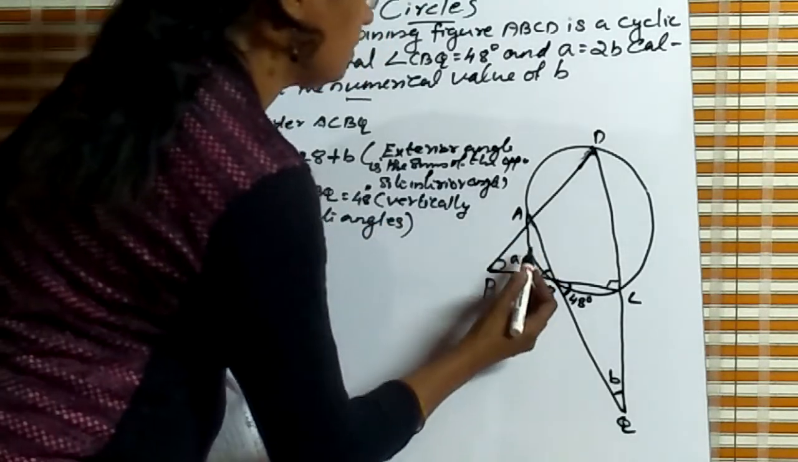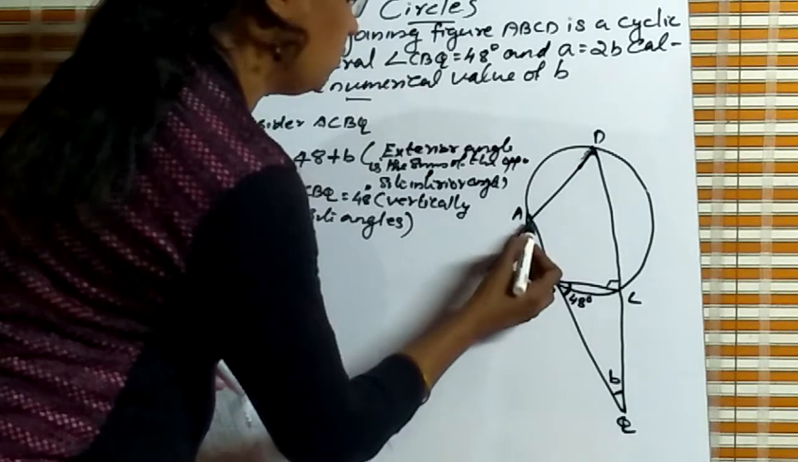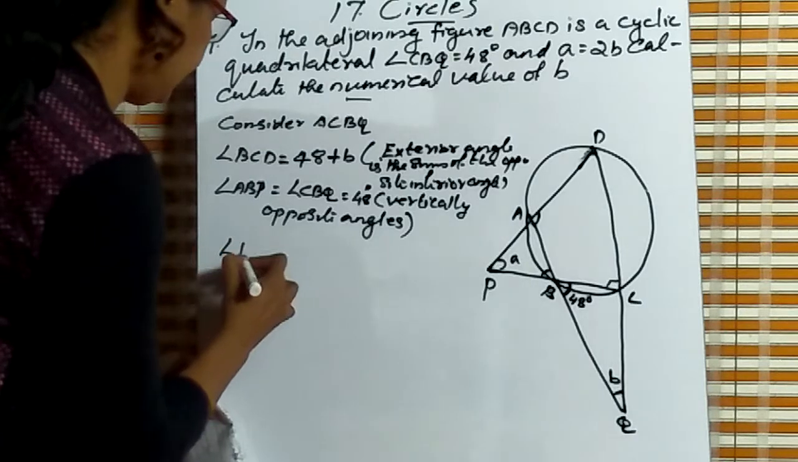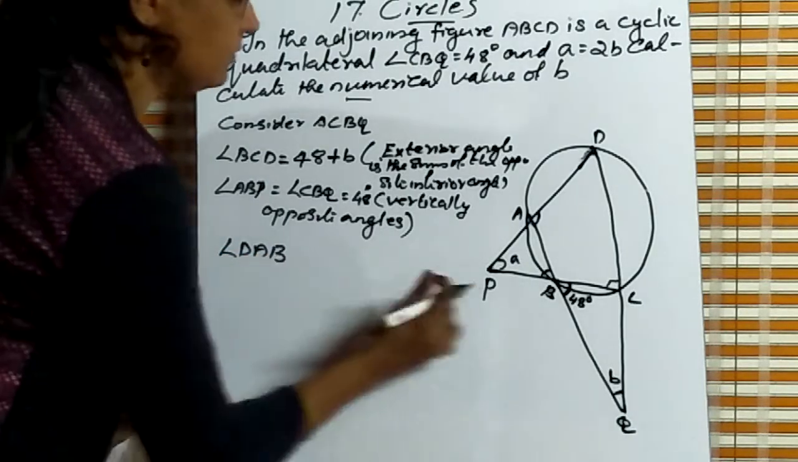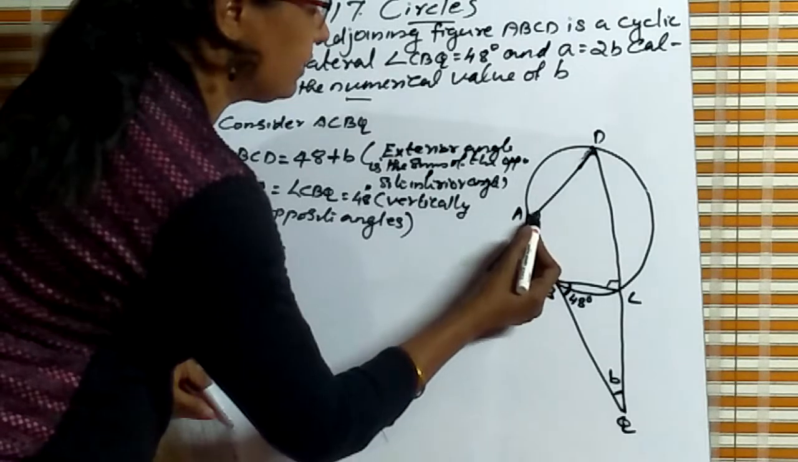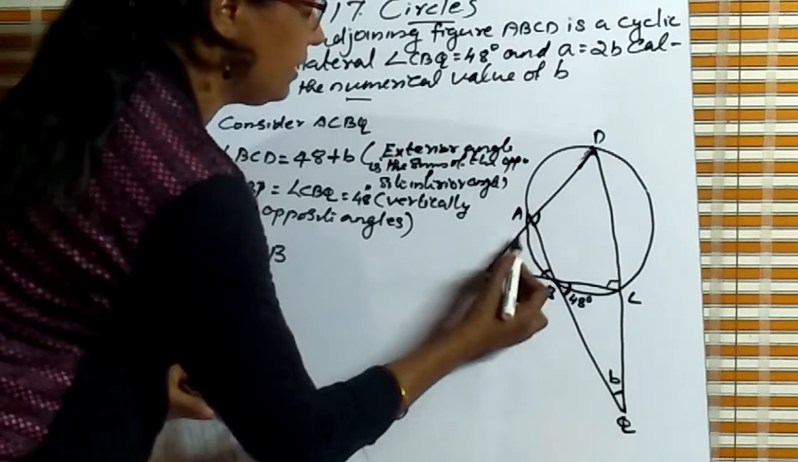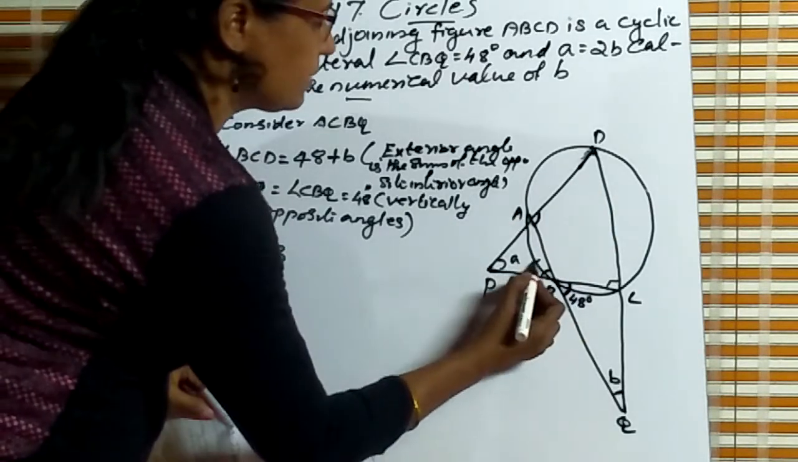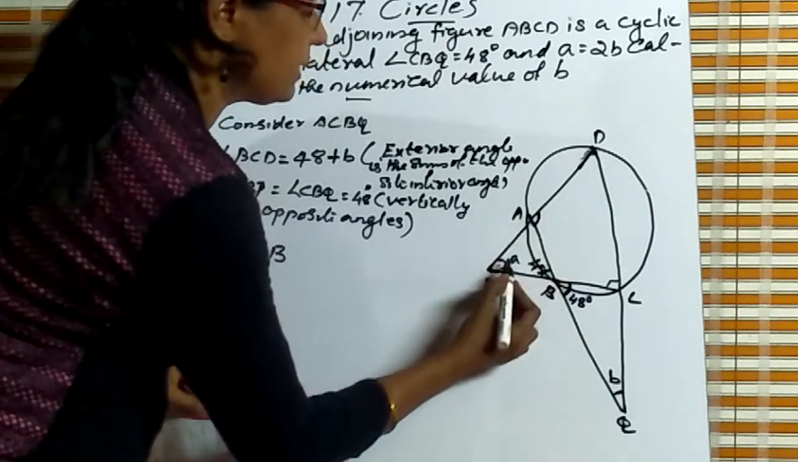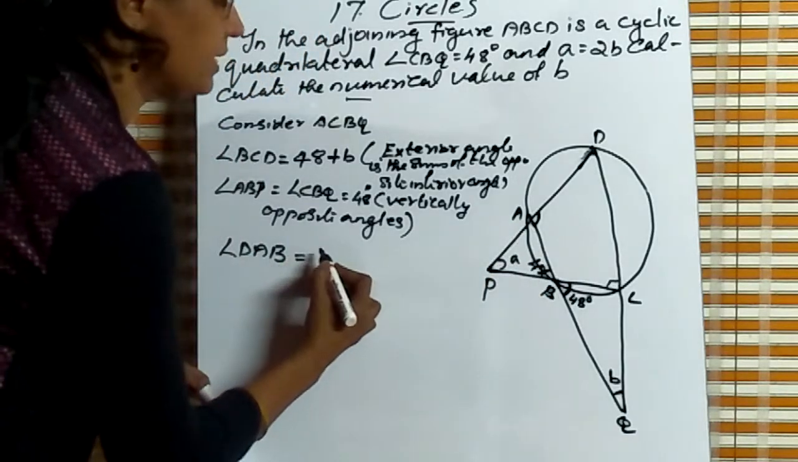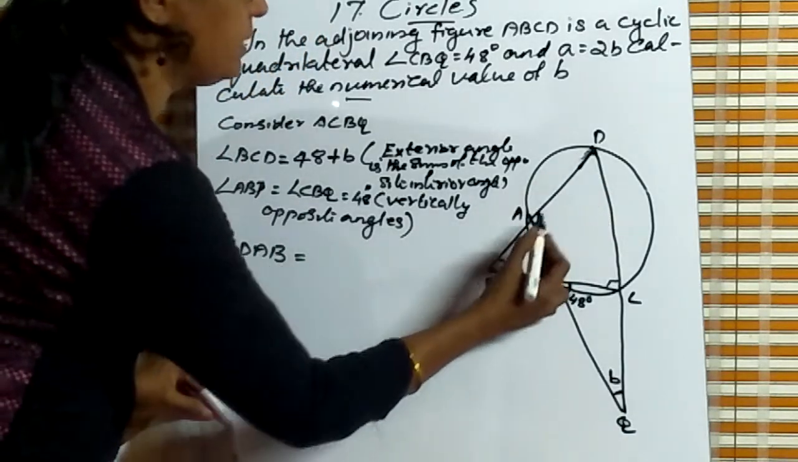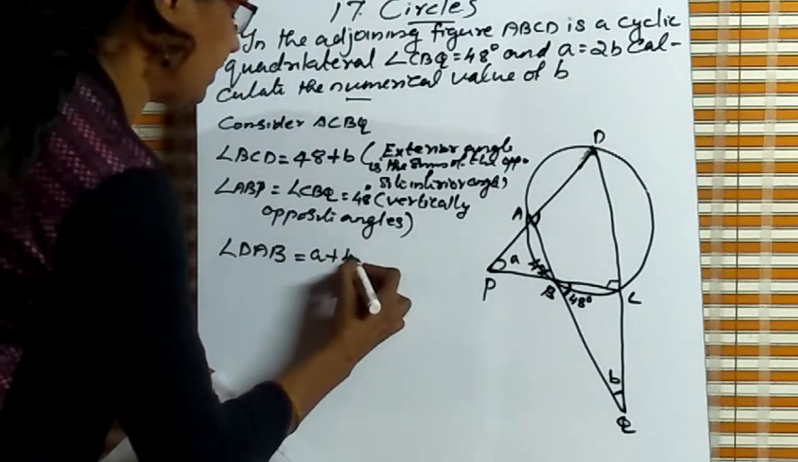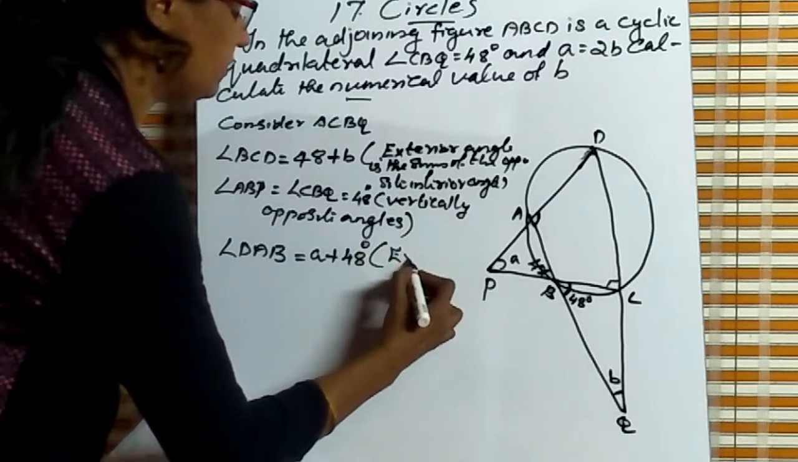And now, what about this angle DAB? Angle DAB is the exterior angle of triangle APB. Consider triangle APB. The exterior angle of this is DAB. This angle is 48. So this exterior angle is equal to A plus 48. DAB is equal to A plus 48. Same reason, exterior angle.